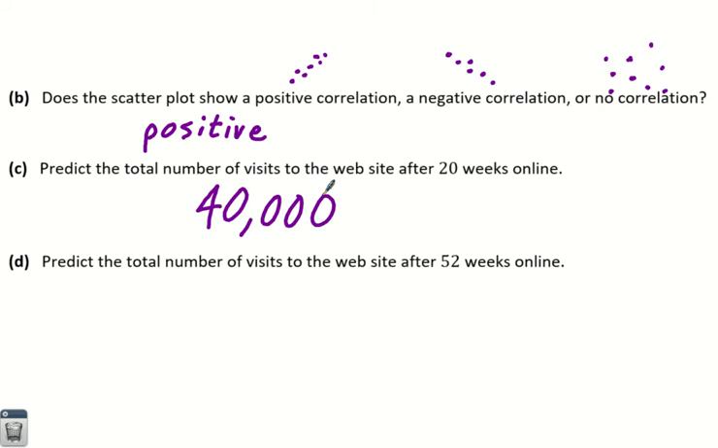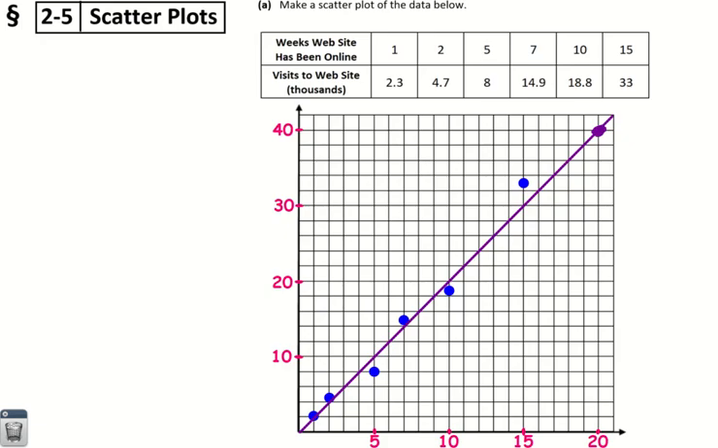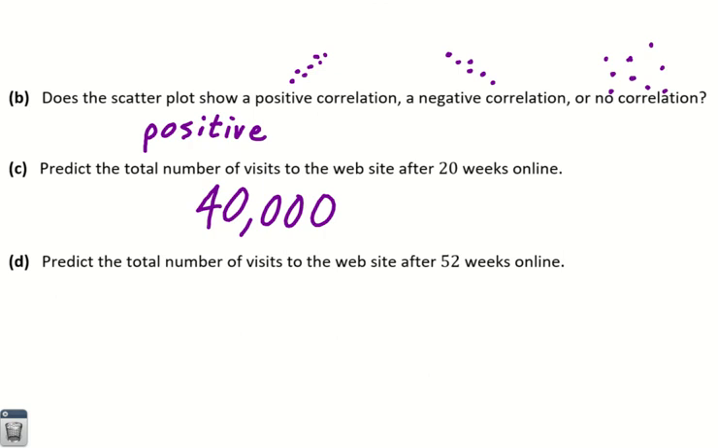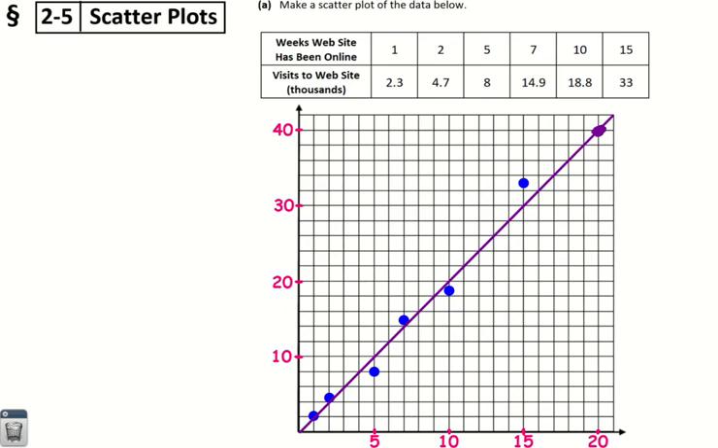Now, just a couple more comments. This was easy to eyeball, because the 20th week was definitely in bounds. You could just look up to your line to see where the dot would be. But compare that with question D, predict the total number of visits to the website after 52 weeks online. 52 weeks? Look, 20 weeks, 21, 22. Week number 52? That's way out of bounds. That's off the page. That's off the screen.